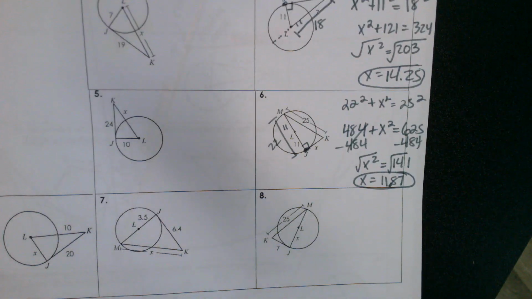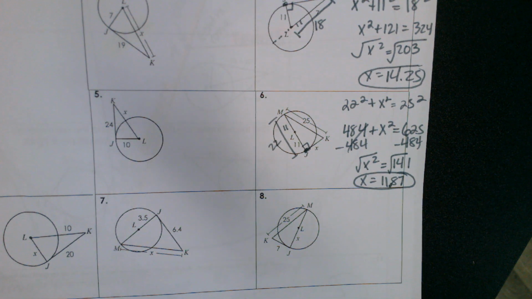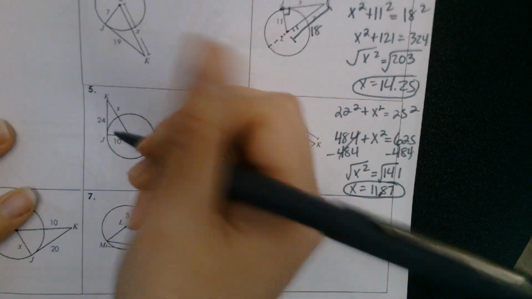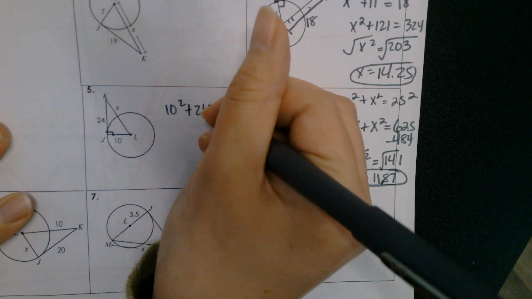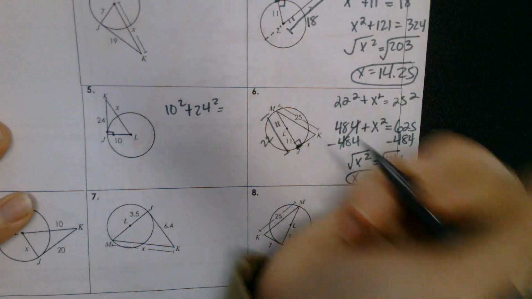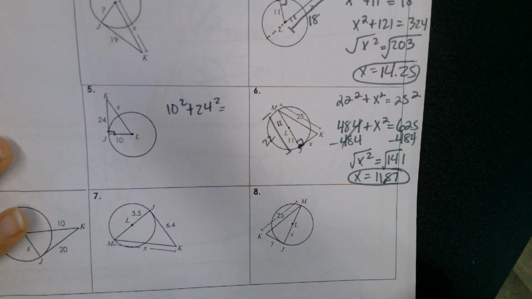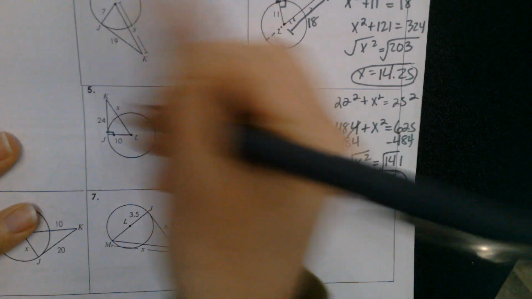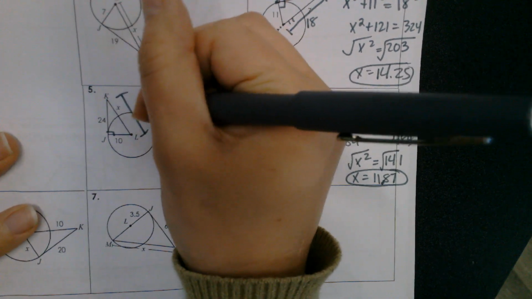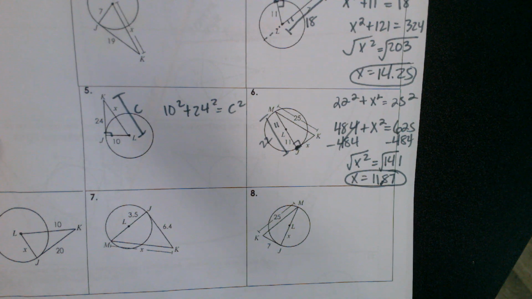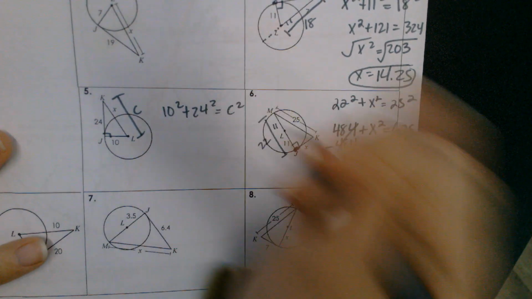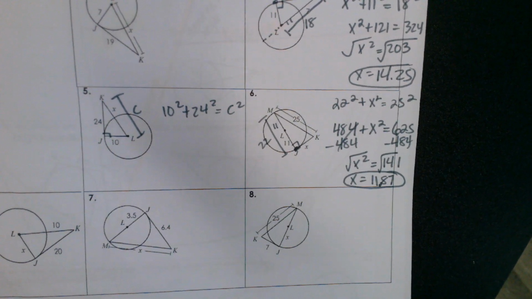How do you do number 5? Yeah, Pythagorean theorem. How do I set it up? Equals what? Sure. So we're going to find C, and then we're going to figure out what X is from there. I like that plan. That's the easy way to do it. Okay, go ahead.